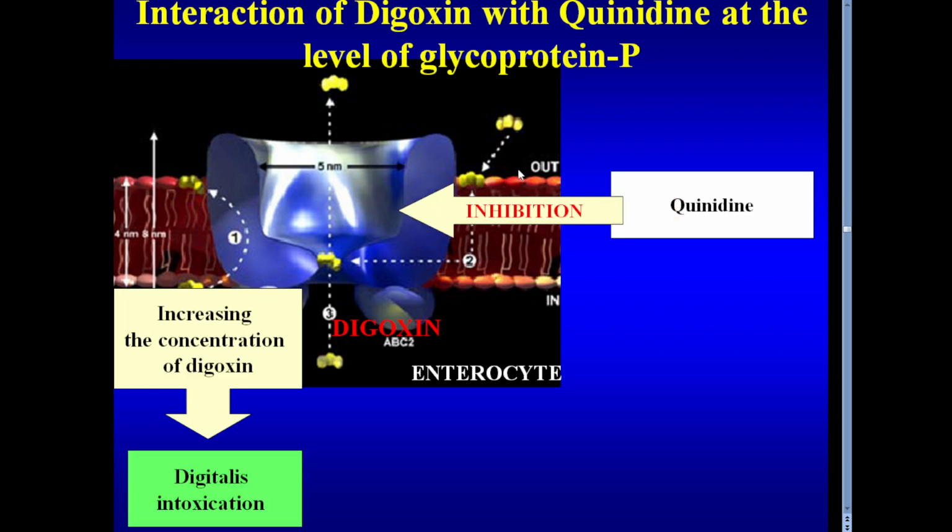Example of interaction of digoxin and quinidine. A few minutes ago I told you that quinidine is one of inhibitors of P-glycoprotein. So, for example, we administer to the patient digoxin, cardiac glycoside. In combining with quinidine, concentration of digoxin is increased because quinidine inhibits this transport system. That's why concentration in blood is increased. That's why digitalis intoxication can be developed. This is interaction on the level of transport systems, exactly P-glycoprotein.